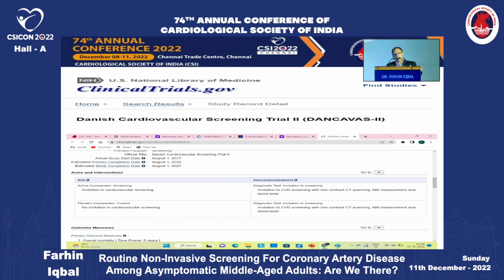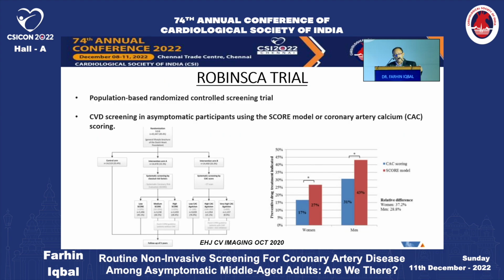And encouraged by their study, the investigators have taken up DANCAVAS 2, where they are looking into 60 to 64 years and will look into their outcome data in 2027. Coming to another trial, this is the Robinska trial, which is a population-based randomized controlled screening trial. Here, intervention or preventive treatment is given based on the SCORE model or coronary artery calcium scoring, and the usual care. However, the outcome analyses are yet to come.